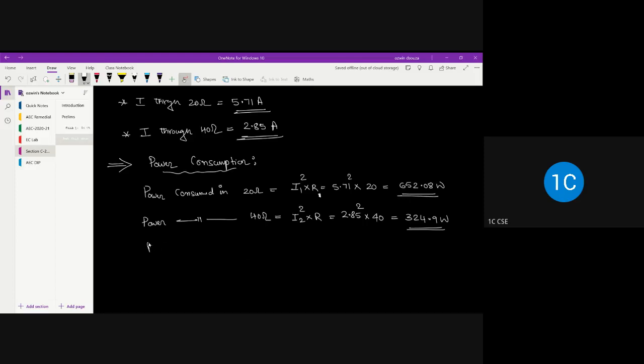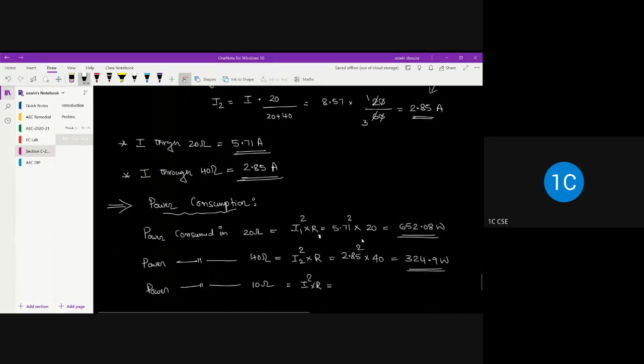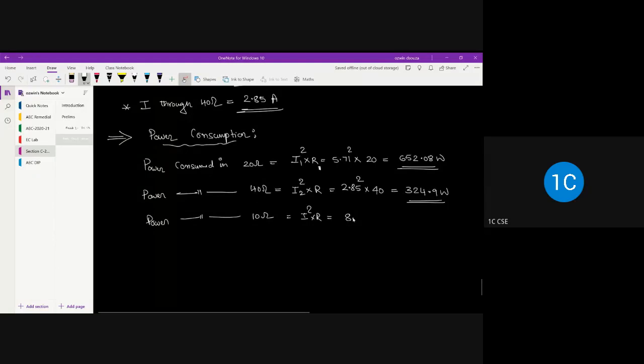But as much as possible, keep 2 decimal digits. Then finally, power consumed in 10 ohm resistance. So that is I square into R. What is I? The main current, that's 8.57 square into 10. 734 watts. 449 or 45 watts. So that's about the power consumption.